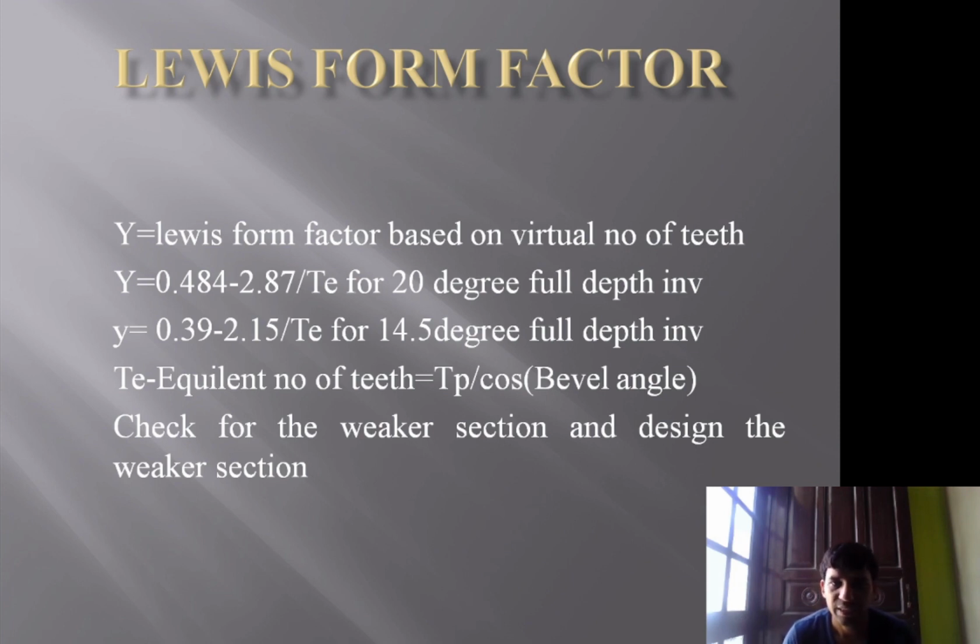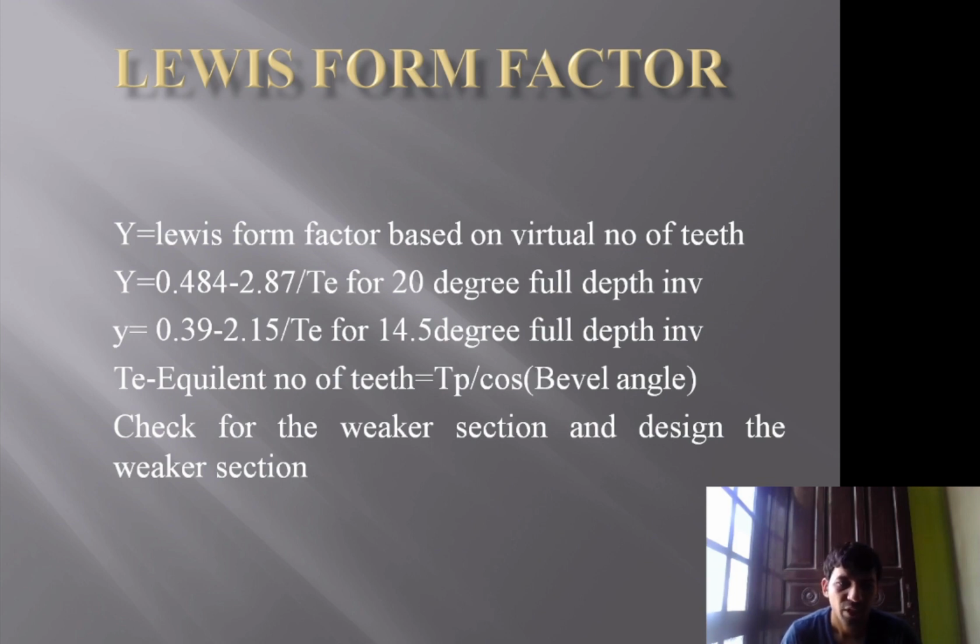If the angle is given as 20° full depth, then we will take this first formula, that is 0.484 minus 2.87 divided by TE, where TE is the equivalent number of teeth or virtual number of teeth. Similarly, if the angle is 14.5° full depth involute, then we will take 0.39 minus 2.15 divided by the equivalent number of teeth, where TE is the equivalent number of teeth, or we can say the virtual number of teeth.